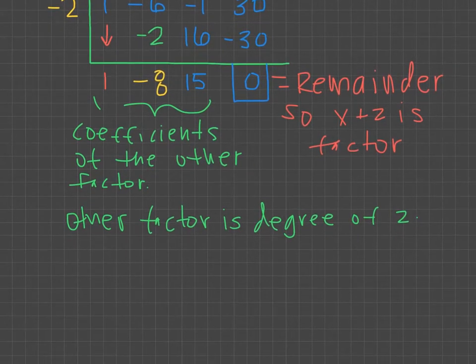All right, so we take those coefficients. We have that coefficient of 1. That's going to go on the x squared term. And then we've got a coefficient of negative 8. That goes on the x term. And then we've got a coefficient of 15. That's the constant. Okay, so this is the other factor.